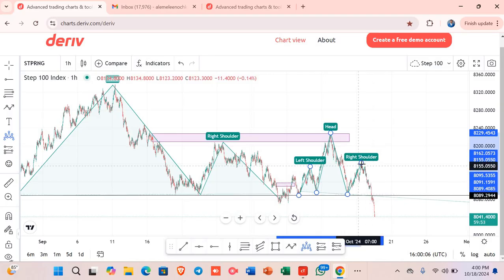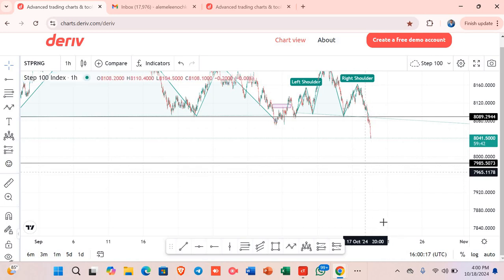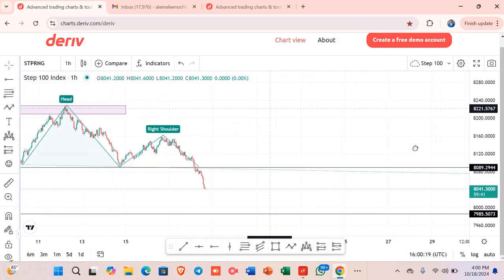And look, if you have sold from here, this level will be your guide. If you have sold from this high, you'll be taking profit from here, and then you'll be looking at your second take profit down here. And this is exactly what price is doing.